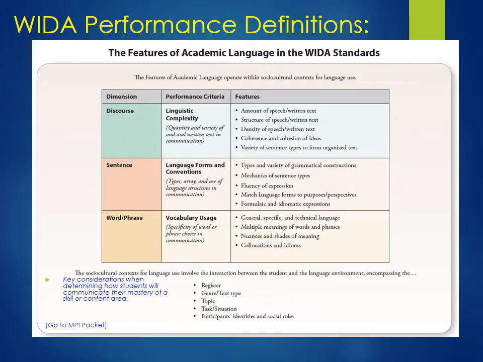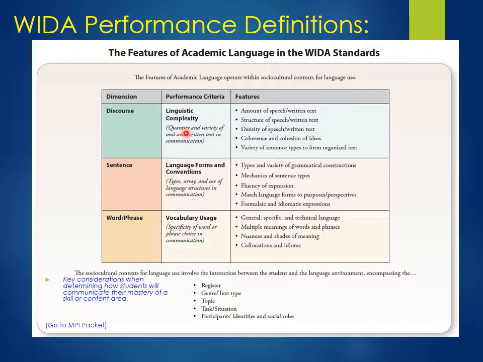These are linguistic complexity, language forms and conventions, and vocabulary usage. To make this more simple, vocabulary usage, we just say this is the word level. So we're talking about words. What words do our students have available to them? Language forms, this is about grammar. This is making good sentences with correct grammatical structures.